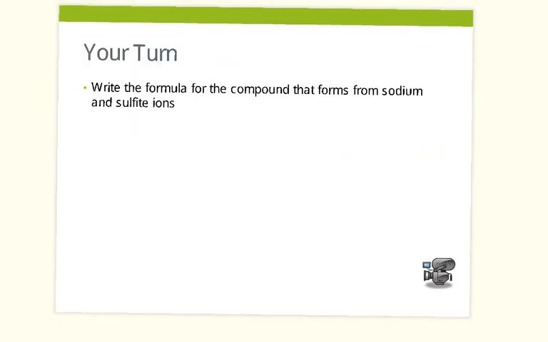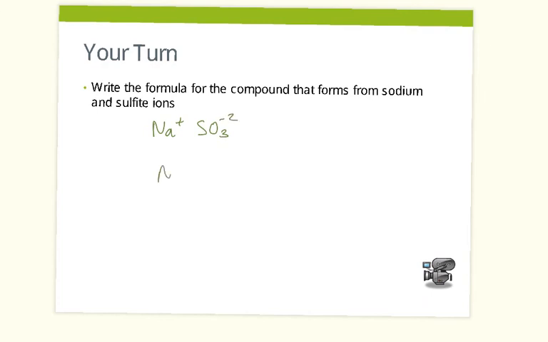Okay, go ahead and give this a try on your own. Write the formula for the compound that forms from sodium and sulfide ions. Okay, our sodium is Na, and it always has a positive 1 charge. Our sulfite ion is SO3 with a minus 2 charge, right?